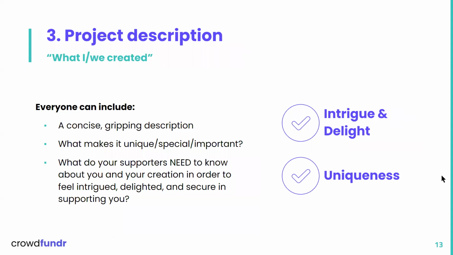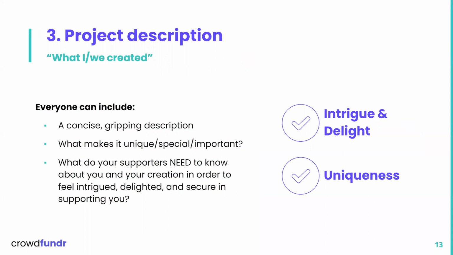Number three is your project description. So this is the obvious one, what you created. This can involve a bunch of different things. Some things will apply to certain projects that won't apply to other projects. But this part are ideas that can apply to every project. So a concise and gripping description. You don't need, you know, 500 words only on the description of your project. You want it to be concise. Remember, people have limited attention spans on the internet, particularly for reading.